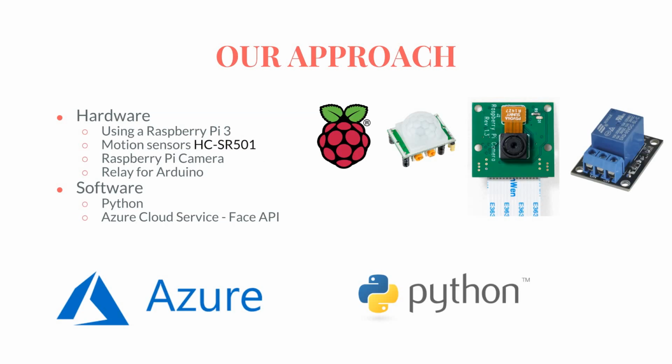Our approach, we used these specific hardware and software items. We used a Raspberry Pi, a motion sensor, similar to what we had used for our other project. We also used the Raspberry Pi camera and a relay for the Arduino. For the software, we used Python and Azure Cloud Service. They have a face API, and we'll explain why we use that.